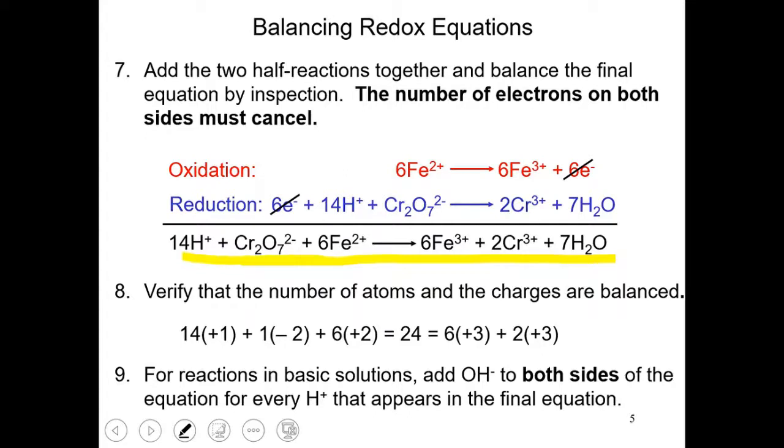All right, so we'll be back after this break to discuss how we use redox reactions to generate useful energy.